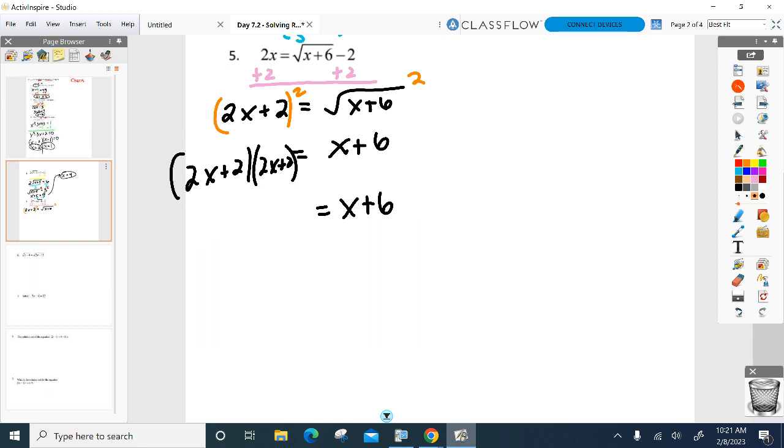So 2x is gonna be 4x squared. And then it's gonna be 4x, and then 4x. Combine them for me. You had 4x and 4x, so 8x. And then the last two is gonna be 4. There you go. Good. You got it.